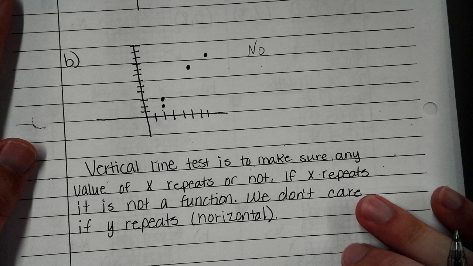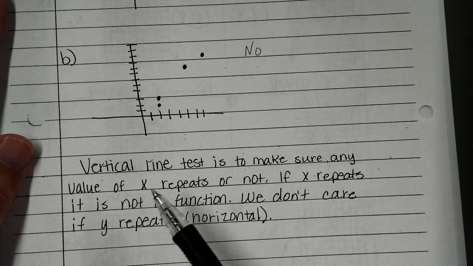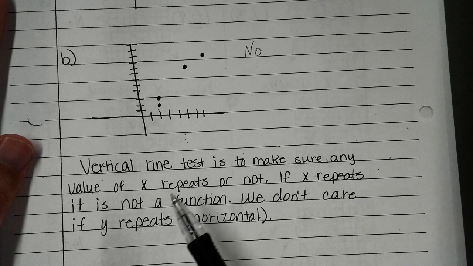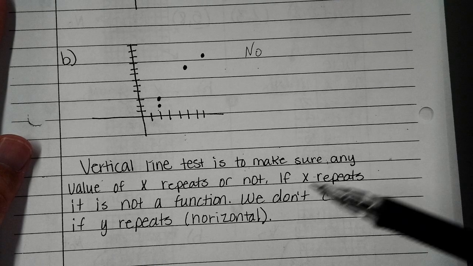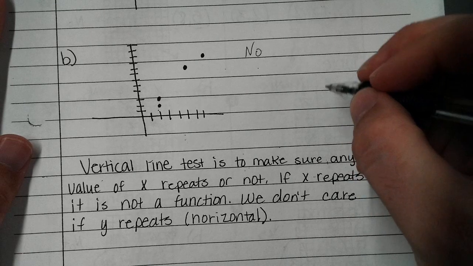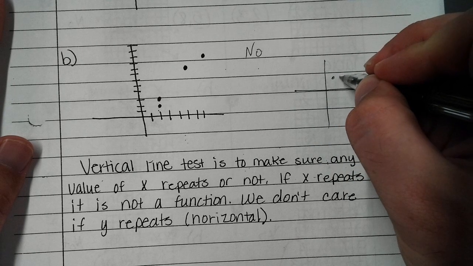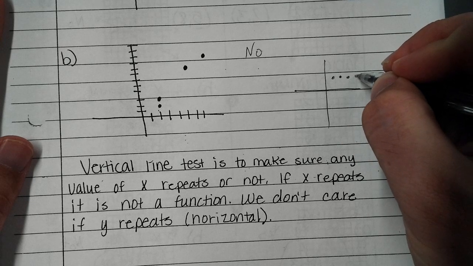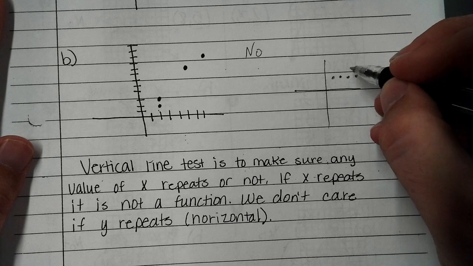And down here is just the definition of vertical line test. Vertical line test is to make sure any value of x repeats or not. If x repeats, it's not a function. We don't care if the y repeats. Basically, you could have a graph with all of your points for y being the same. As long as your x's are different, as long as it passes that vertical line test, it's fine. That's still a function.